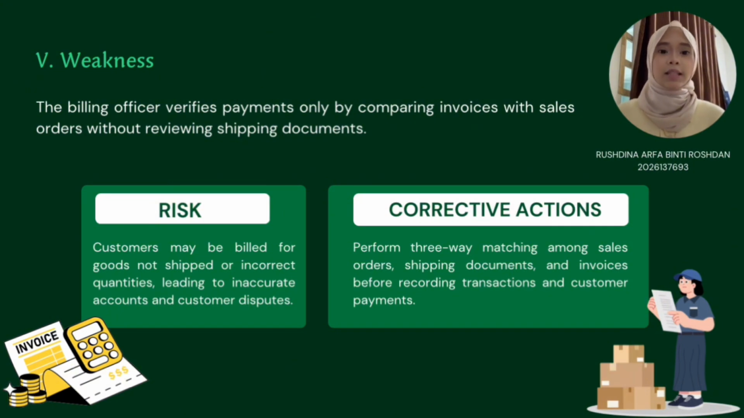So to address this issue, the billing officer should perform three-way matching by comparing the sales order, shipping document, and invoice before recording customer payments and updating the accounts receivable records. This ensures that customers are only billed for goods that have actually been shipped and in the correct quantities, improving the accuracy and reliability of the company's financial records.